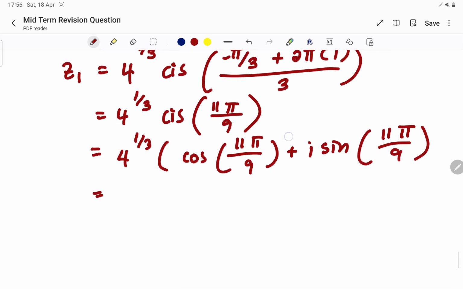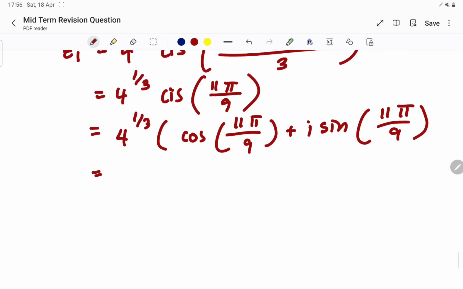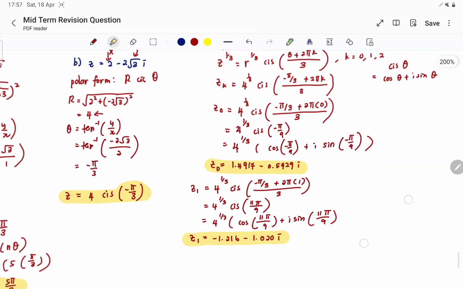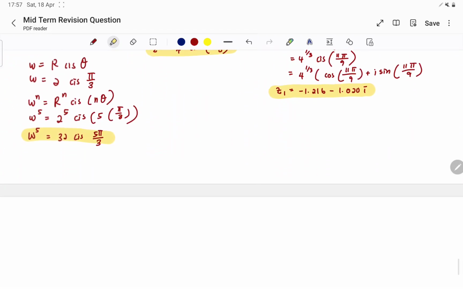So here you expand 4^(1/3) multiplied with cos 11π/9, you will get negative 1.216 minus, you multiply 4^(1/3) with sin 11π/9, you will get 1.020i. So this is z1, the second root. Okay, so the next one, I think I have to continue at the next page. So which we have z2.